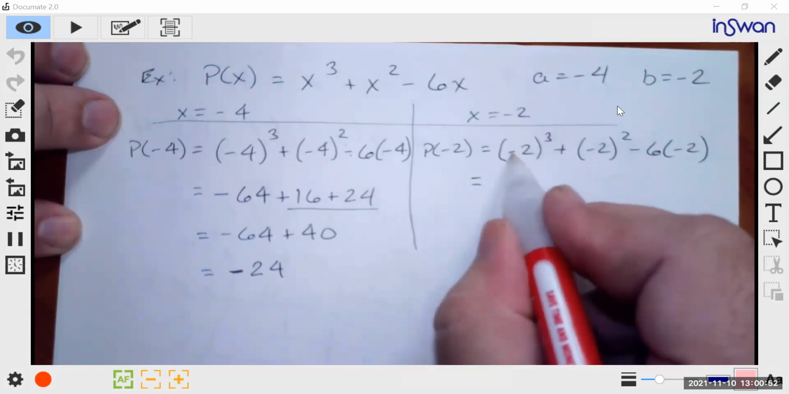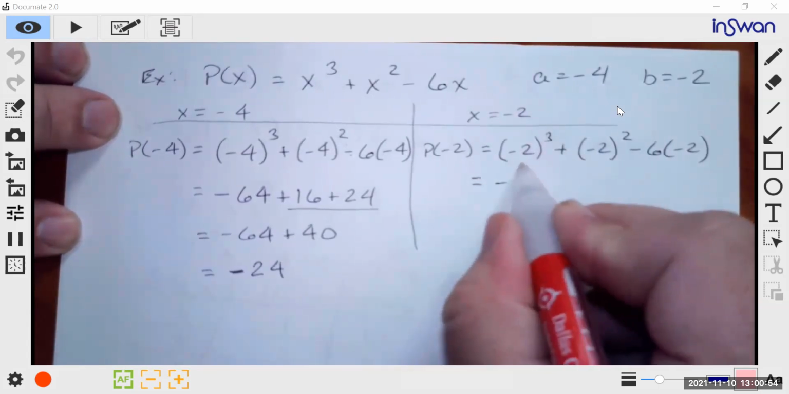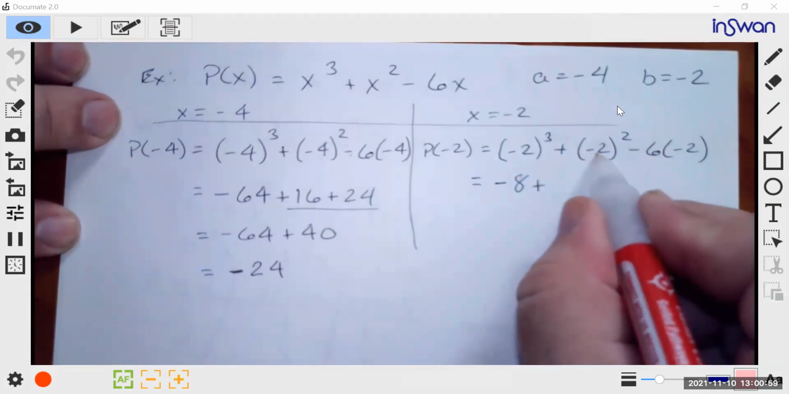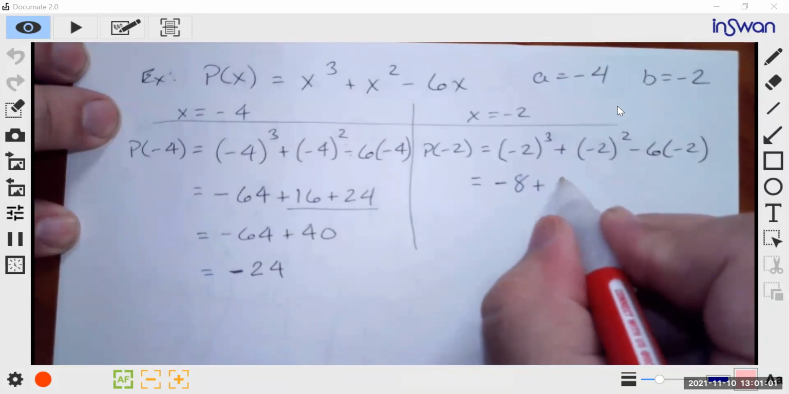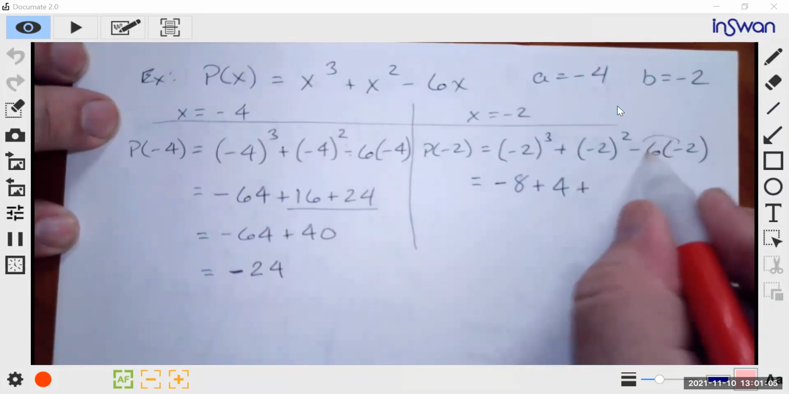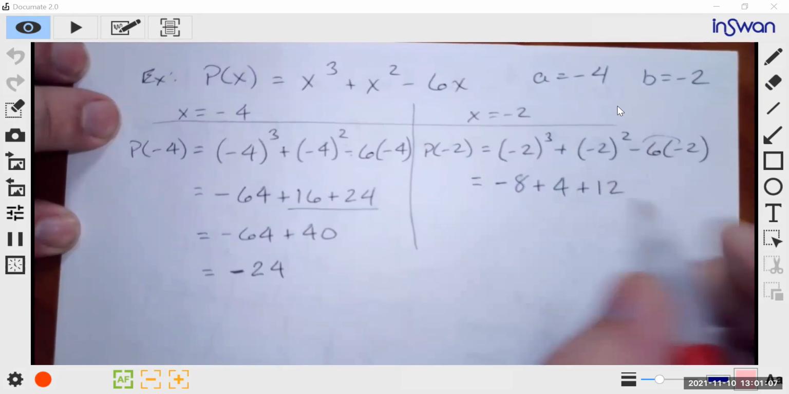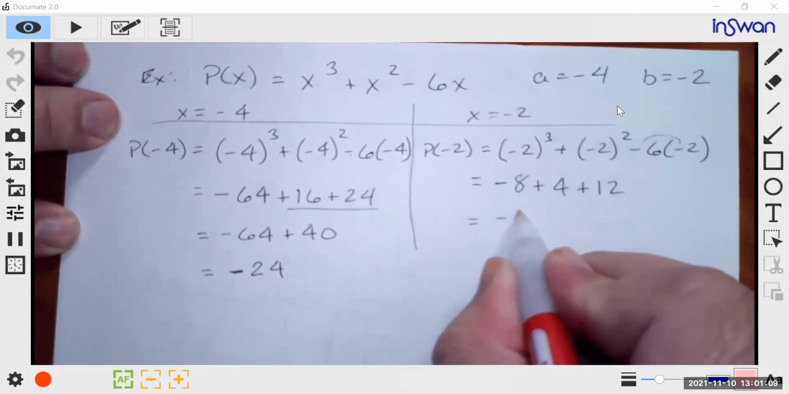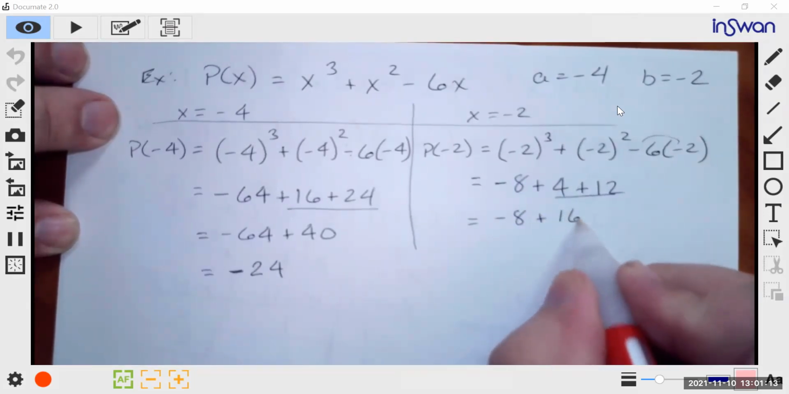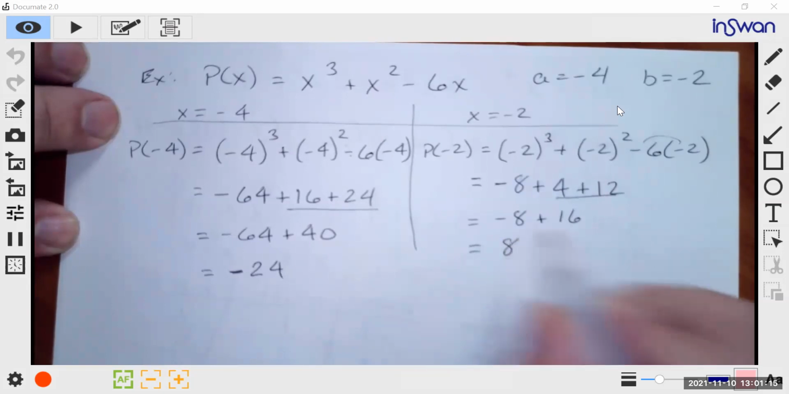-2 cubed. Negative cubed is still negative. 2 cubed is 8. -2 squared is 4. Negative negative is a positive. 6 times 2 is 12. Four plus 12 is 16. 16 minus 8 is 8.